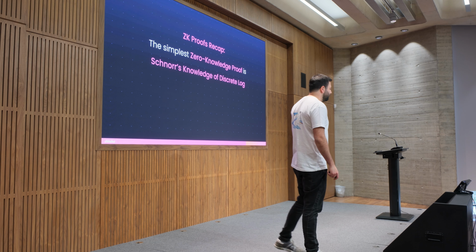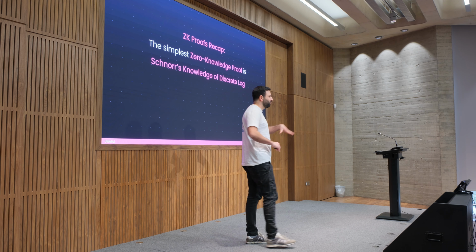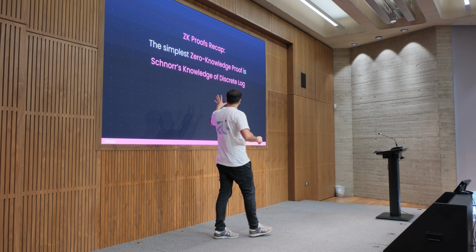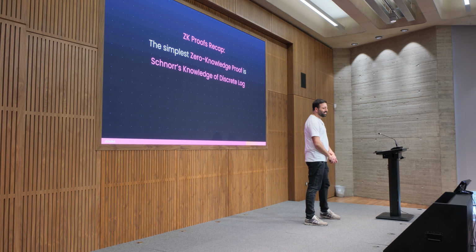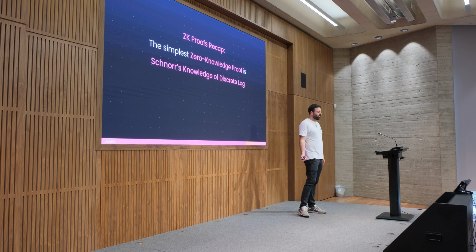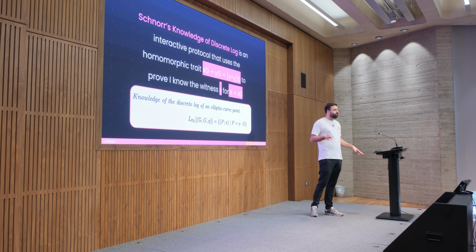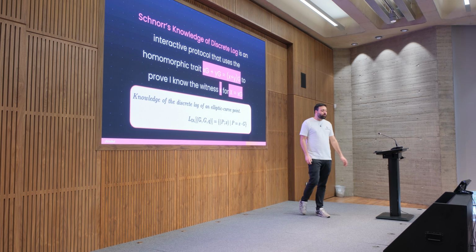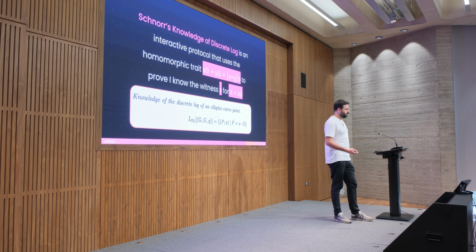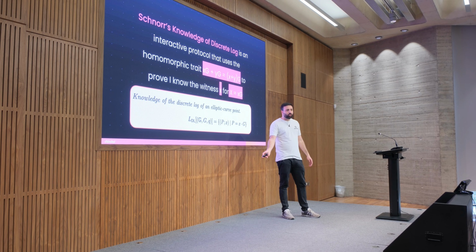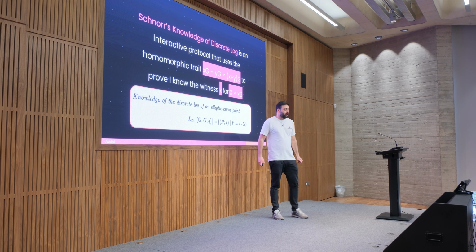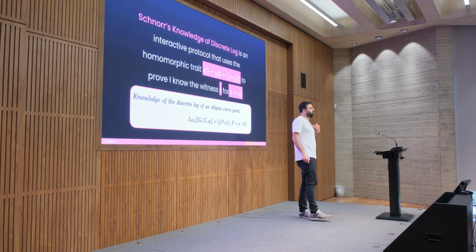Let's do a small recap about zero-knowledge proofs. So this is completely independent of what I talked about before. So if you lost me along the way, please come back. The simplest zero-knowledge proof is Schnorr's knowledge of discrete log. What you want to do is, you have this x times g, right? That's public, you can think about it like a public key. For ECDSA, that's a public key. And you want to show that you know the witness, x. If I send you x times g, it just looks like a random point. You don't know what it is. And I want to prove to you that I know what the secret is.